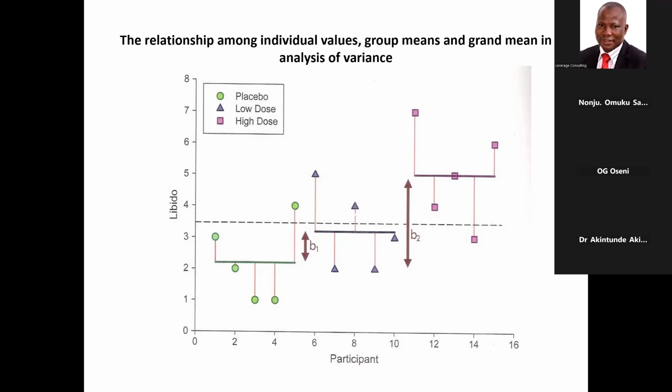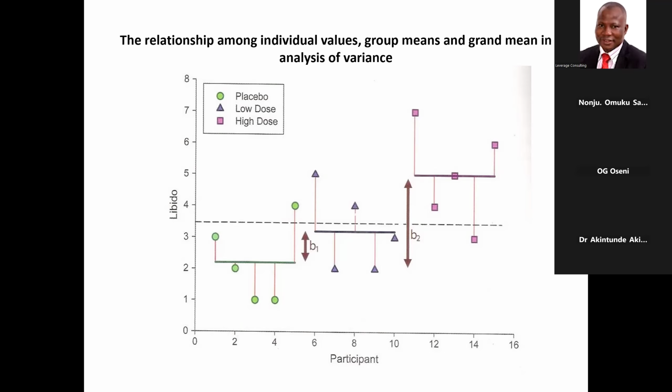So you will see also the difference between the mean for the placebo and low dose. You see it's 1. The low dose is 3.2, placebo is 2.2. So that B1, that's the difference in their level. The difference between 3.2 and 2.2 is 1. That's B1. Can you see? Then the difference between the placebo and high dose is 2.8. When you remove 2.2 from 5, that's the B2.